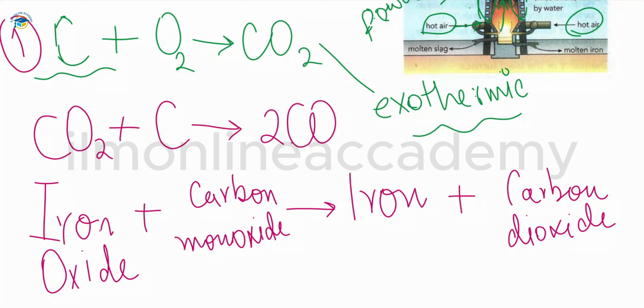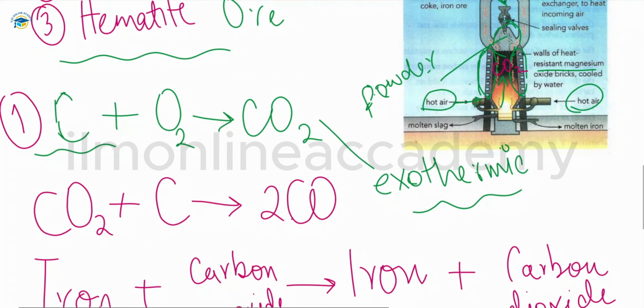Carbon dioxide reacts with more carbon or coke and forms carbon monoxide, and then carbon monoxide reacts with the iron oxide to form pure iron plus carbon dioxide. So this is how the reduction of the iron ore happens. The iron produced flows to the bottom of the furnace.